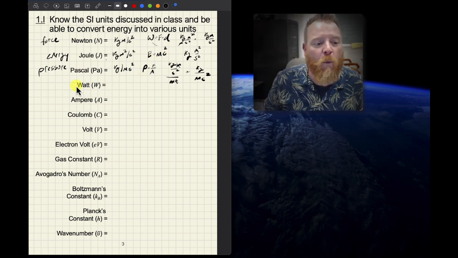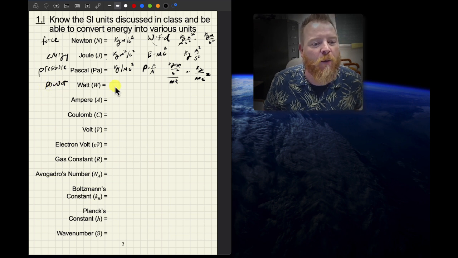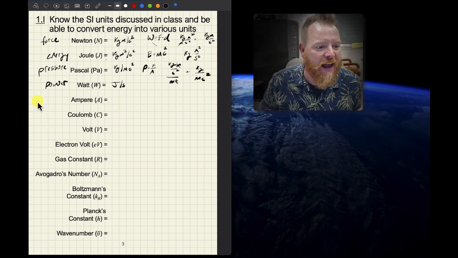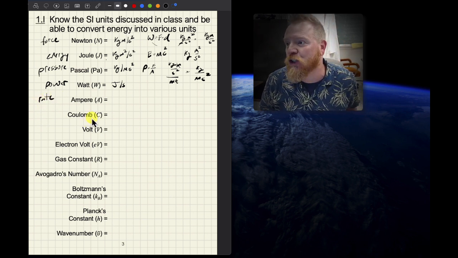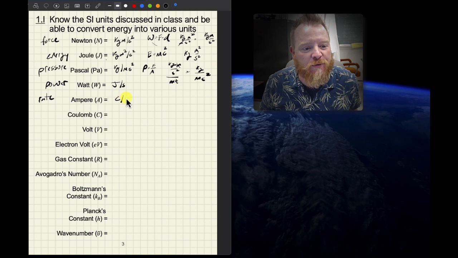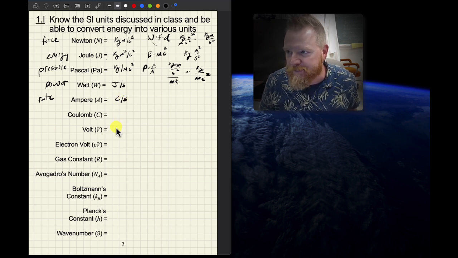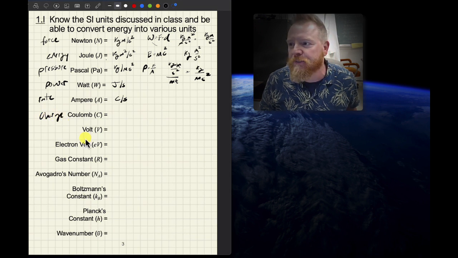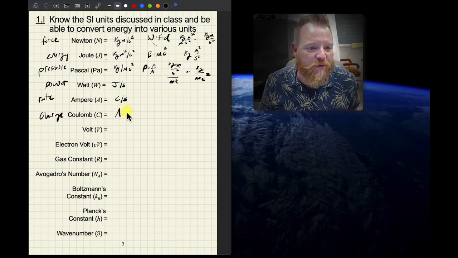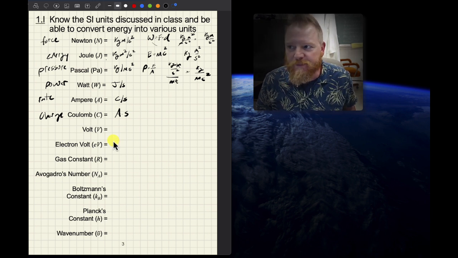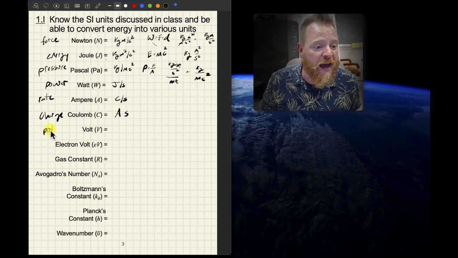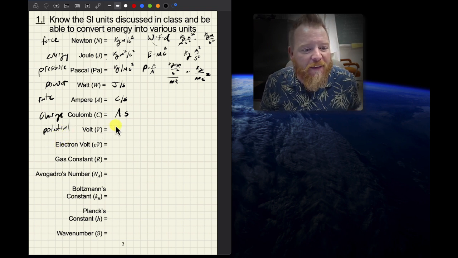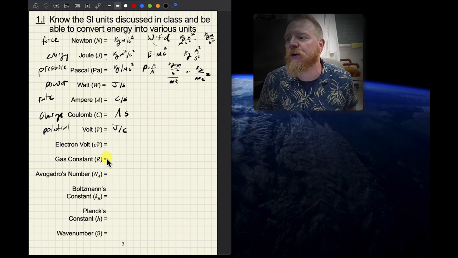Moving on, the watt is our unit of power. That is a joule per second. Our amp is a rate of charge, and so that has units of coulomb per second. The coulomb is charge, and that has units of amp seconds. And a volt, we use that as what I'll refer to as potential, and that has units of joules per coulomb.